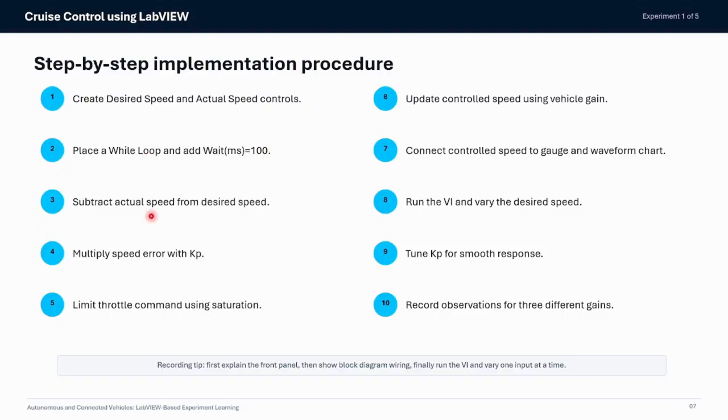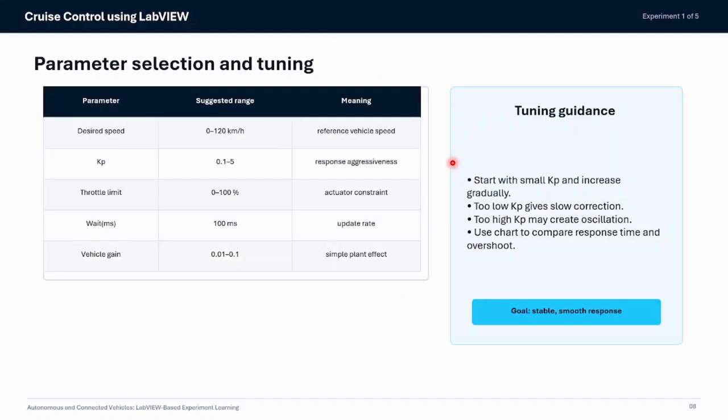Subtract the actual speed from the desired speed and multiply by the gain value. So we get the throttle command. Update the control speed using the vehicle gain. Then connect the control speed to the speed gauge and the waveform chart. Run the VI and vary the desired speed. Tune the Kp for a smooth response. Record the observation for three different gains. So this is the basic procedure for developing it on the LabVIEW platform.